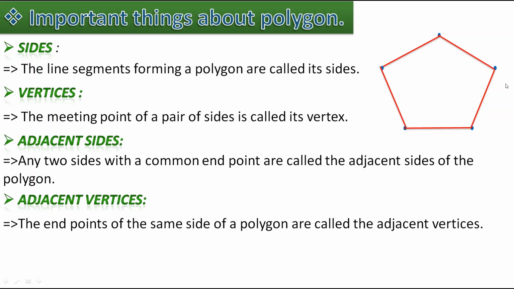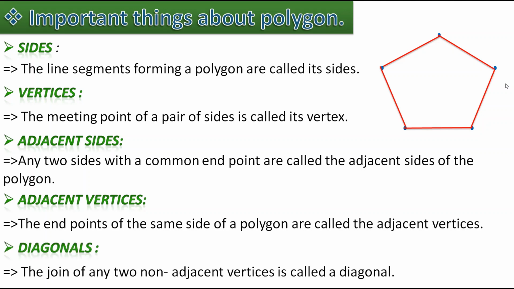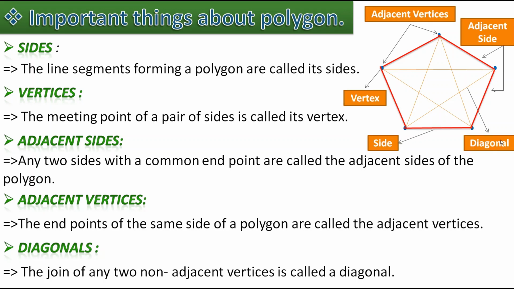Next comes diagonals. The join of any two non-adjacent vertices is called a diagonal. So these are the diagonals, because they are not joining adjacent vertices. These two are non-adjacent vertices, so they are joined by this line. This line is called a diagonal. So these are the important things about a polygon.